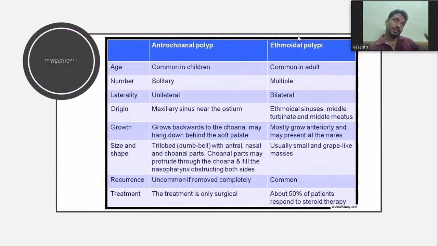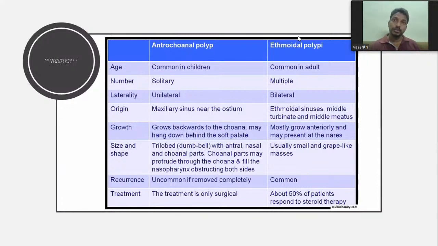First, what do you ask the patient? The age. Antrochoanal polyp is common in children, ethmoidal in adults. Then come to the clinical examination. Antrochoanal polyp is single, ethmoidal polyp is multiple. Antrochoanal polyp is unilateral, ethmoidal polyp is bilateral. The antrochoanal polyp originates from the maxillary sinus, and the ethmoidal polyp originates from the ethmoidal sinuses, the middle turbinate and the middle meatus.